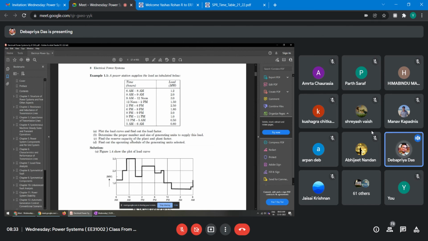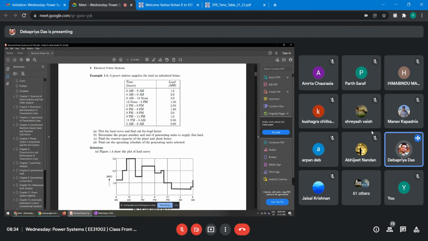Then find the reserve capacity of the plant and the plant factor. Find out the operating schedule of the generating units selected. These are from intuition, you have to make them. For higher studies, master's degree and research, things are different. But from the classroom point of view, this example will help you understand.